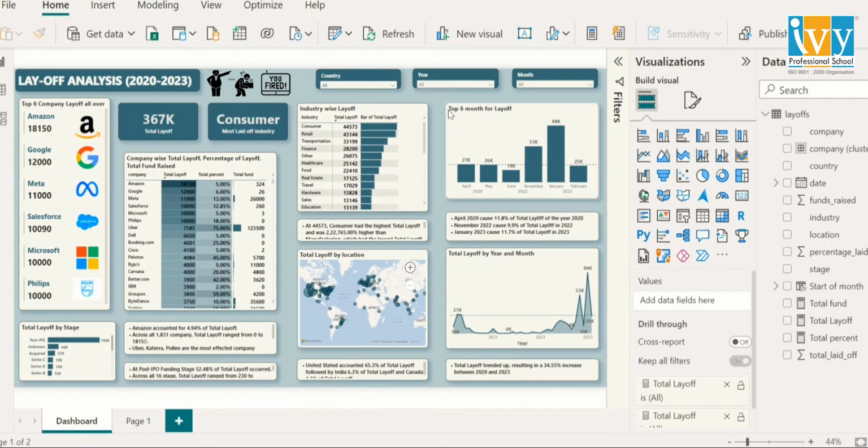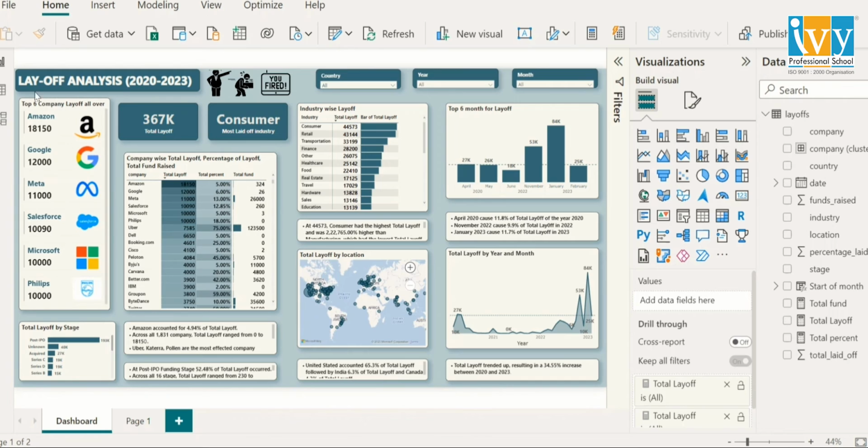Now, this is the top 6 months from the past 3 years, which I have created using the filter function. Here you can see April and May, which are the COVID timing. And this is November 2022 and January 2023, the highest months where most employees were laid off. This is the funding stage of these companies, where most companies laid off their employees in the post-IPO funding stage.